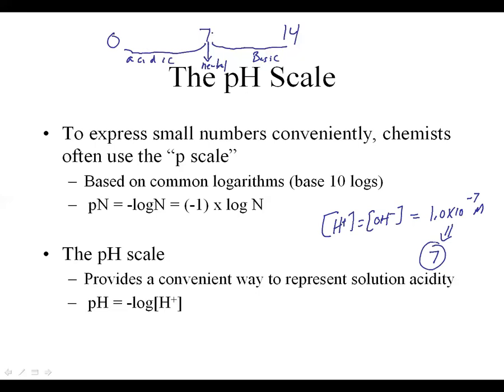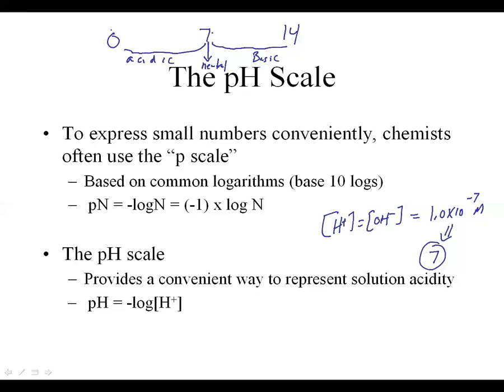It may vary with other people. Some people say if it's just slightly over 7, it's still neutral. So just to make it simple, if it's dead 7, it's neutral. If it's not dead 7, then it's either slightly above 7, which would be slightly basic, or slightly below 7, which would make it slightly acidic. And 7 is your middle point, and towards 14, it becomes more basic.